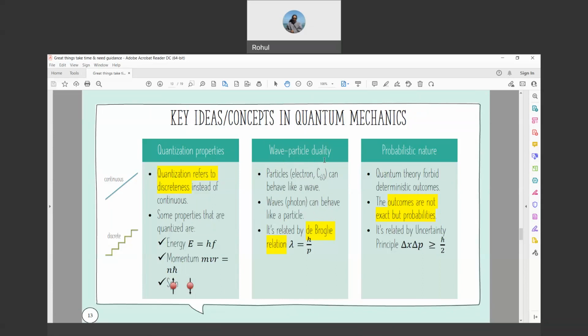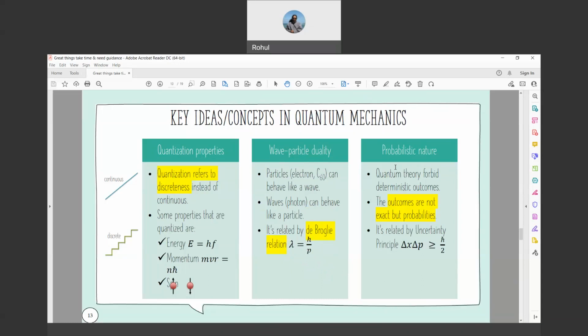This wave-particle duality is related by the de Broglie relation. Lambda, which is the wavelength, a characteristic of wave, equals h, Planck constant, divided by p. P is actually a characteristic of a particle. So you see, lambda, wavelength, a characteristic of wave, is related to momentum p, a characteristic of a particle. This is where you have wave-particle duality.